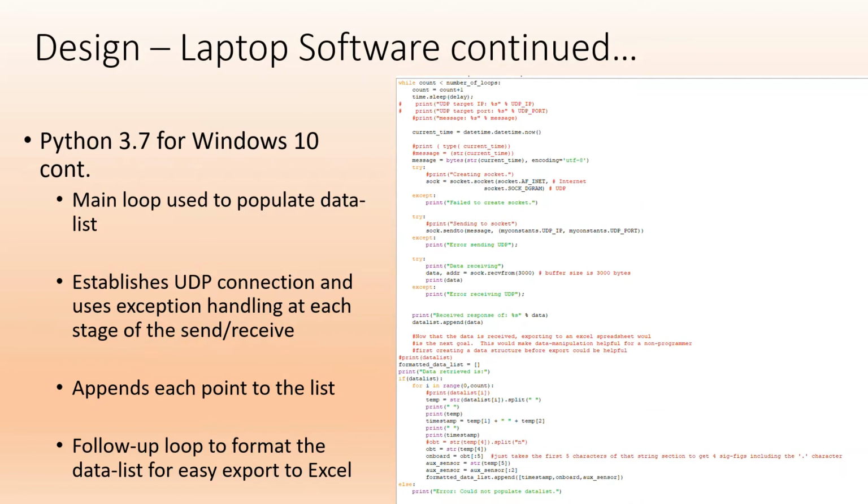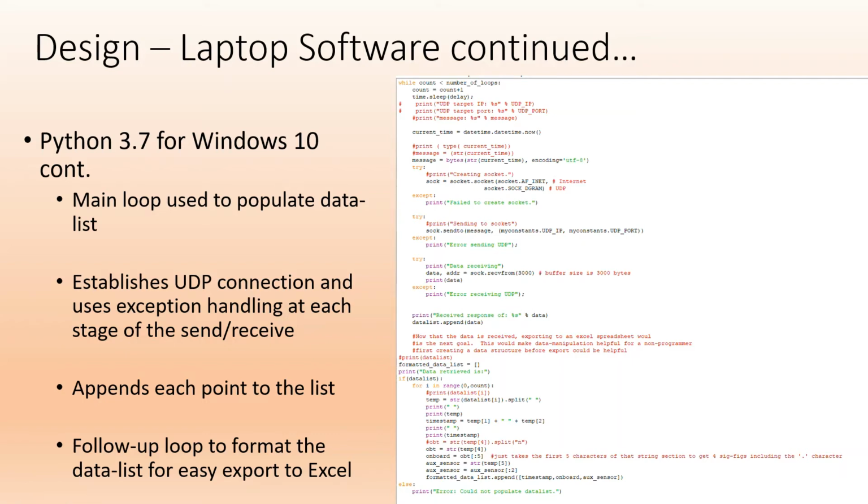The additional parts of the software here are the different loops. First, the initial loop establishes a UDP connection per loop and uses exception handling just to see if any point of the send and receive goes wrong. Then it appends each data point to a list as it receives it from the Arduino after a successful send and reply occur.